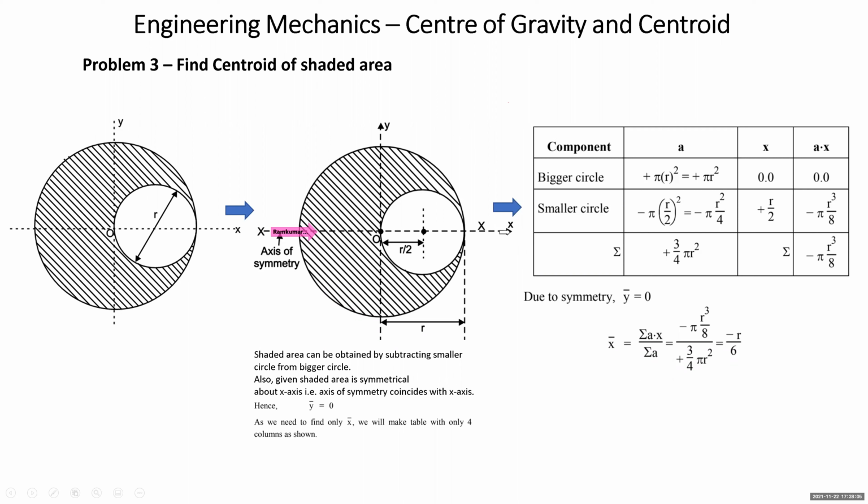Axis of symmetry means, suppose I cut this figure into two parts at this axis, one part will be the mirror image of the other. Students, mind it, this is not symmetrical about y-axis. This is symmetrical about x-axis only, because if you cut it, then one part will be the mirror image of the other. So students, whenever you can locate axis of symmetry, you understand how the job is done. In this given figure, axis of symmetry coincides with x reference axis. So straight away we understand that y bar is 0.